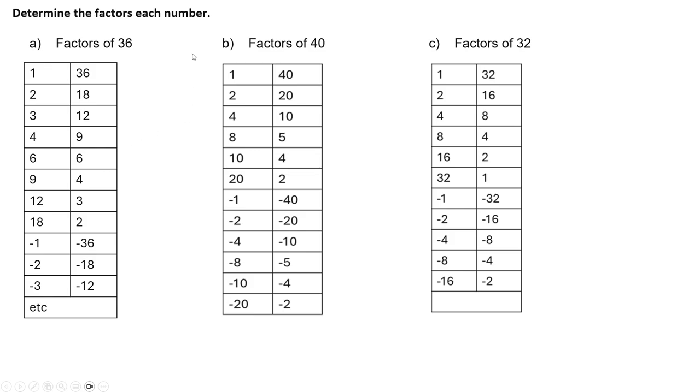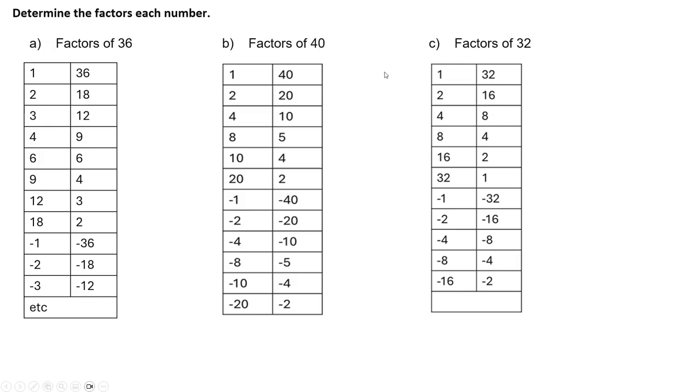Here we're asked for the factors of 40. Again, let's start with 1. 1 times 40, 2 times 20, 4 times 10, 8 times 5, 10 times 4. These are all numbers that we can multiply together to get 40. And let's not forget the negative numbers. Negative 1 times negative 40, negative 2 times negative 20, negative 4 times negative 10, and so on. They all multiply together to give us 40.